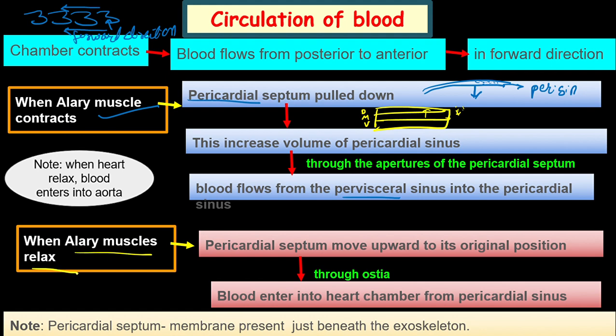When the alary muscle relaxes, the pericardial septum moves back to its original position. So the volume will be decreased, due to which blood enters into the heart chamber from the pericardial sinus. When the alary muscle contracts, blood enters from the middle sinus to the pericardial one. When the alary muscle relaxes, from the pericardial sinus it enters into the chamber.